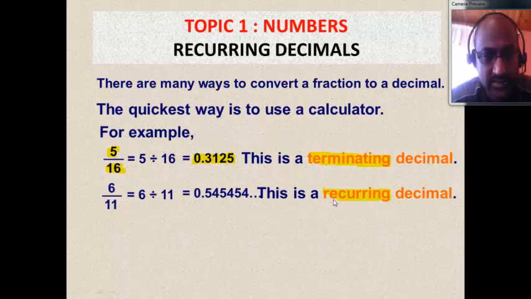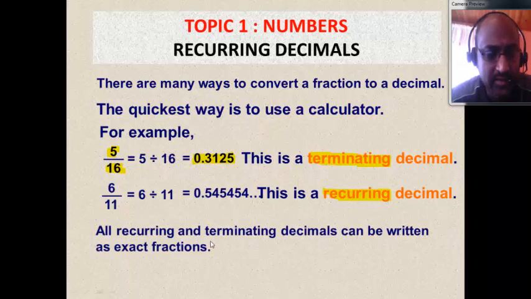We have now seen the difference between a terminating and a recurring decimal. All recurring and terminating decimals can be written as exact fractions. All terminating and recurring decimals can be written as exact fractions.